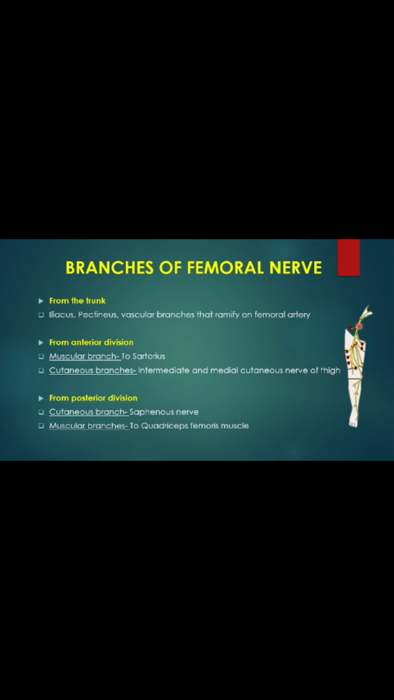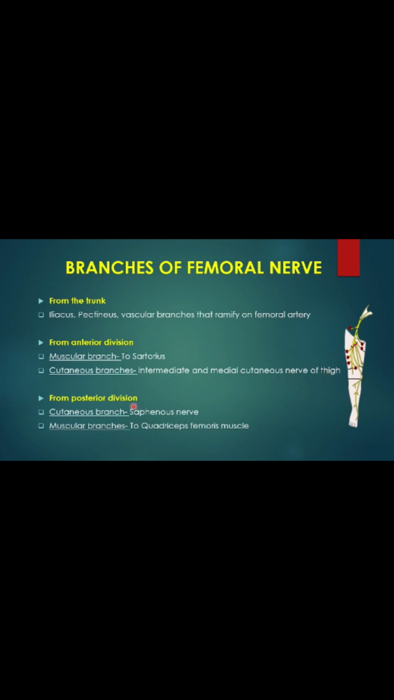So now we will see the branches arising from the trunk, anterior division and posterior division. From the trunk you have branches to the iliacus and pectineus muscles. Then also vascular branches that ramify on the femoral artery. From the anterior division there is one muscular branch and 2 cutaneous branches. The muscular branch to the sartorius muscle and the cutaneous branches are intermediate and medial cutaneous nerve of thigh.